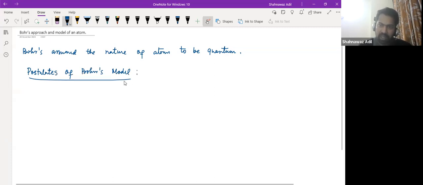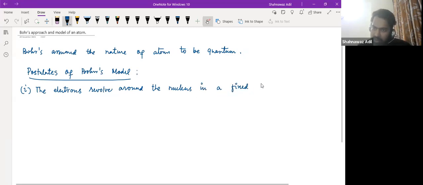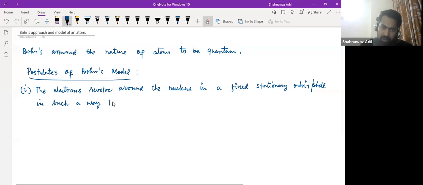The first postulate gave the principal quantum number. It stated that electrons revolve around the nucleus in a fixed stationary orbit, also called a shell, in such a way that it never loses or gains energy.